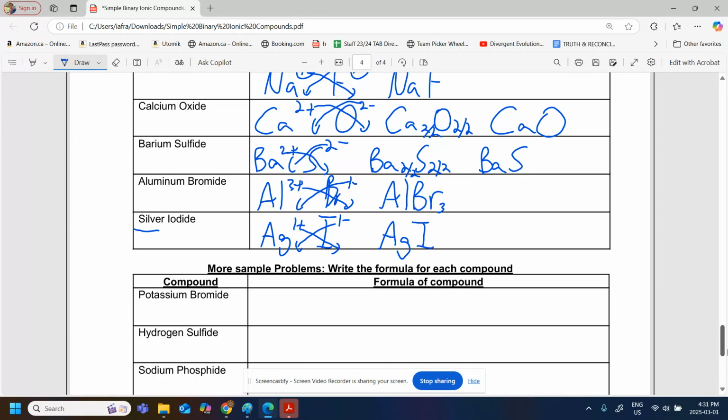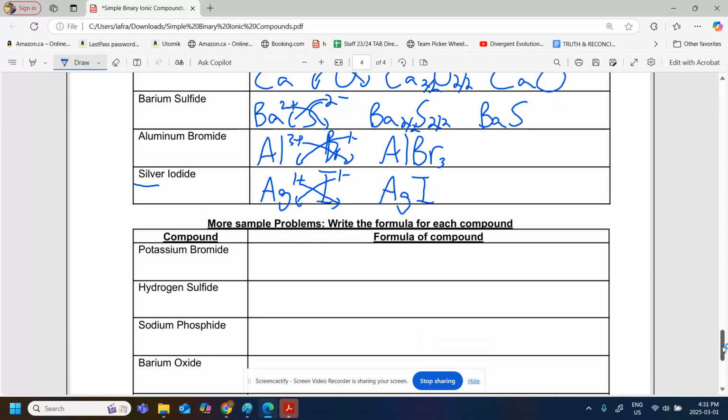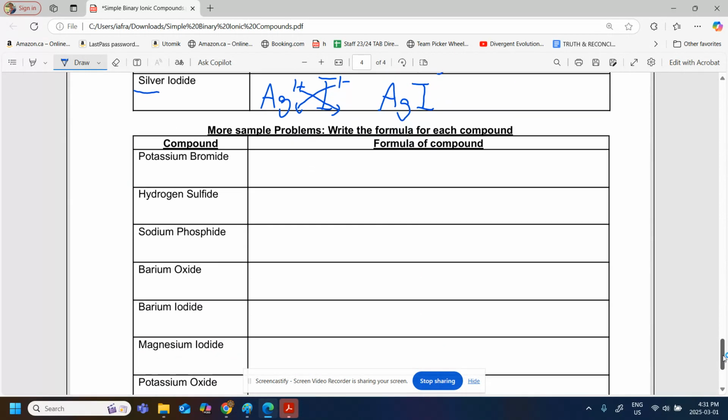Let's go into a few more sample problems here. So again, hopefully you pause the video and you're just checking your work at this point. Potassium bromide, nice and simple. K 1 plus, Br 1 minus. That gives us KBr when you do your crisscross because you'll have 1 and 1 there. Hydrogen sulfide, again, is a bit of a weird one because it's not really ionic. It's just an exception here. For now, you could treat it like that. You could say H 1 plus, S 2 minus. When you crisscross, you get H2S. And we'll come back to this example later.